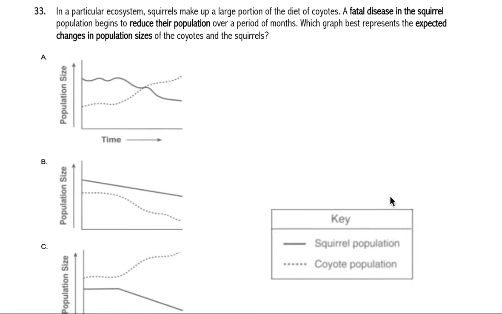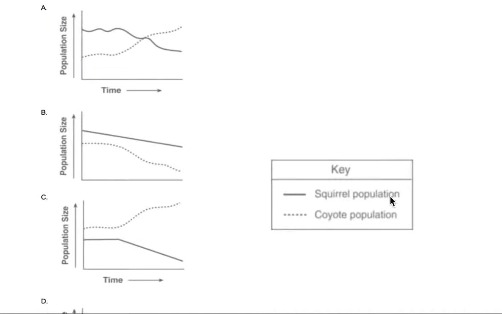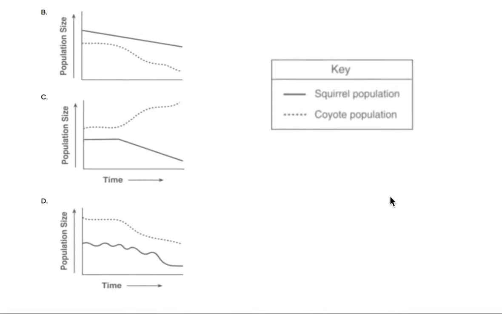A, squirrel population decreases as coyote population increases. B, both squirrel and coyote population decrease. C, squirrel population decreases and coyote population increases. Or D, both squirrel and coyote population decrease, but there are more coyotes than squirrels.